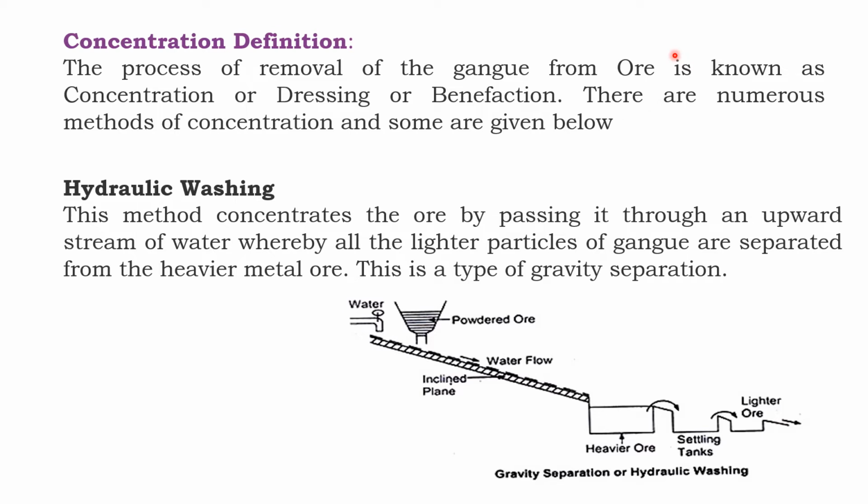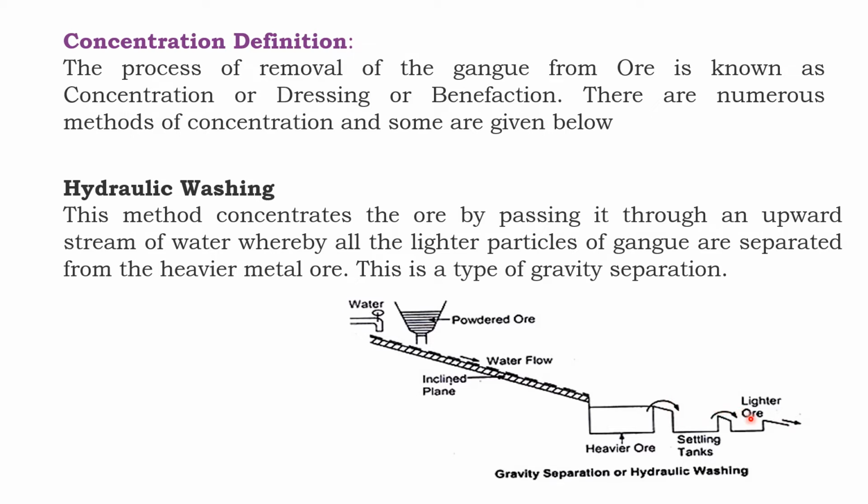Hydraulic washing is the simplest process, where, see here in the picture, we have the powdered ore, and we will add water from the top, so that in this water this powdered ore will float. Heavier ore particles will settle in the first tank, while the lighter particles will overflow from this tank and settle in another tank. If the ore is the lighter particle, heavier impurities settle here and the ore will be collected in the next vessel.